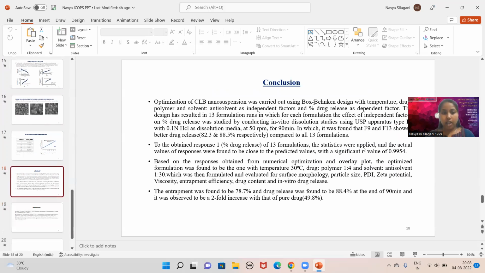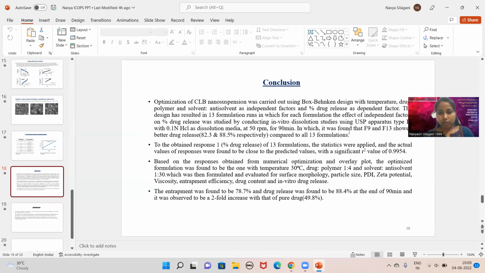Coming to the conclusion, optimization of propyl bisulfate nanosuspension was carried out using Box-Behnken design with the temperature, drug to polymer ratio, and anti-solvent to solvent ratio as independent factors, and percentage drug release as the dependent factor. For the 13 formulation runs, the effect on percentage drug release was studied by conducting in vitro drug release studies using USP type 2 apparatus with 0.1 normal HCl as media at 50 rpm for 10 minutes.